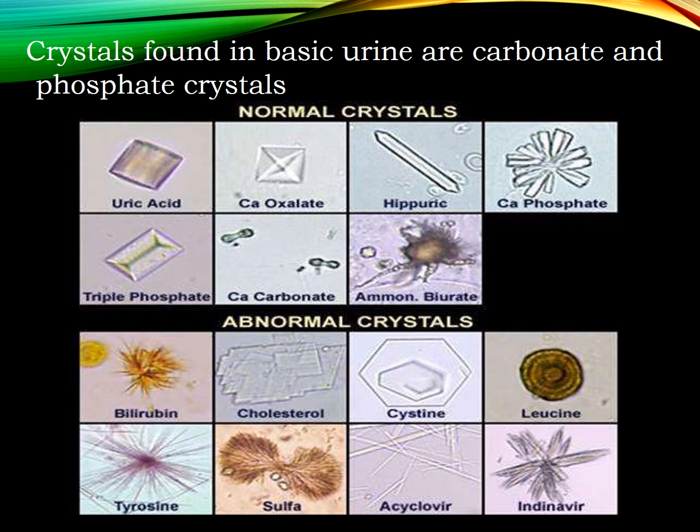The crystals found in basic urine are carbonate and phosphate crystals. Basic urine is mostly present in pure vegetarians, and in the picture we can see the normal and abnormal crystals which are present in the urine sample.